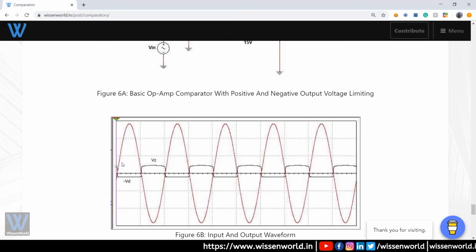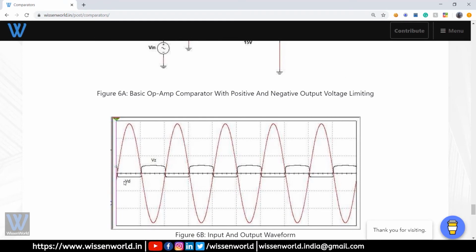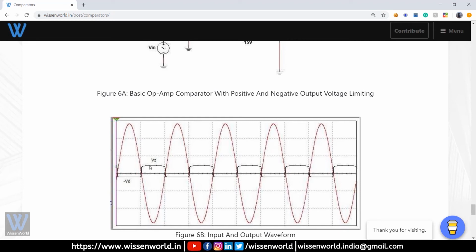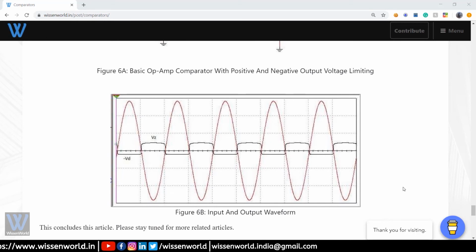When the input voltage increases in a positive direction, the output increases in a negative direction and the value is equal to the voltage drop across the Zener diode. And when the input voltage increases in a negative direction, the output is positive and the value is equal to the cutoff voltage of the Zener diode. Now if you want opposite results, you just need to reverse the direction of the Zener diode. Now let's move to our simulation part. I will show you the live working of all these voltage limiter circuits.